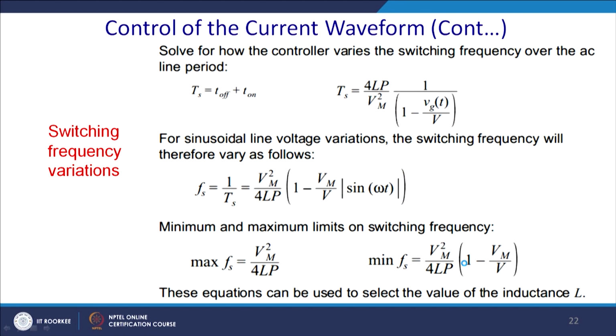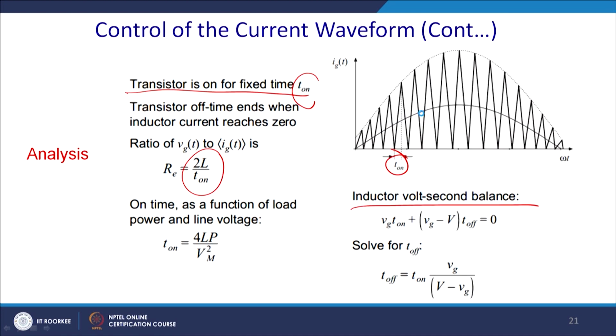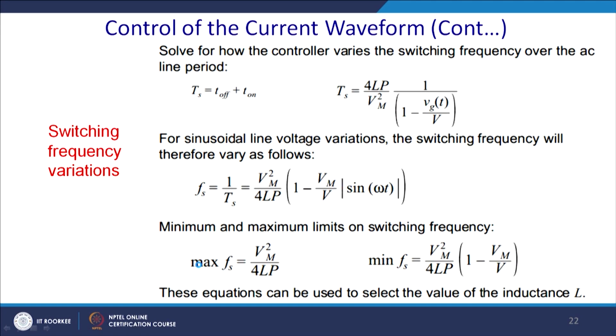Now, solve for how the controller varies the switching frequency over the AC line period. So, Ts equals T off plus T on. Ts depends on the parameters described here, that is the average power, the average voltage and the value of the inductor. So, you put it like that, and ultimately Ts will be a variable, since Vg varies, Vg being a rippled DC voltage. For this reason this term will vary.